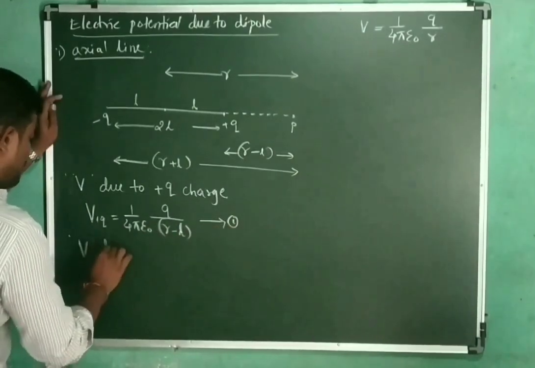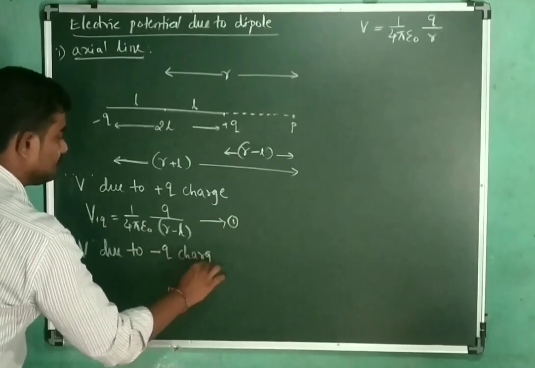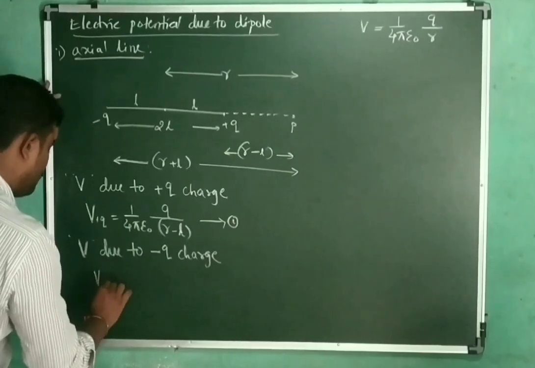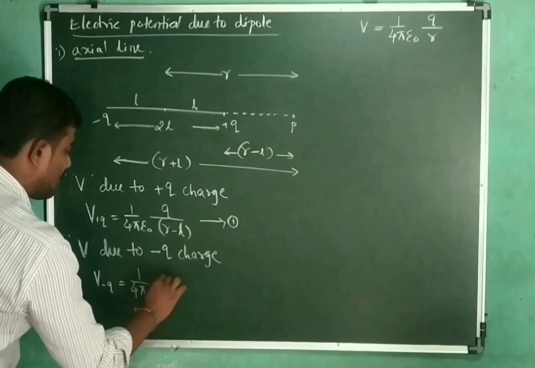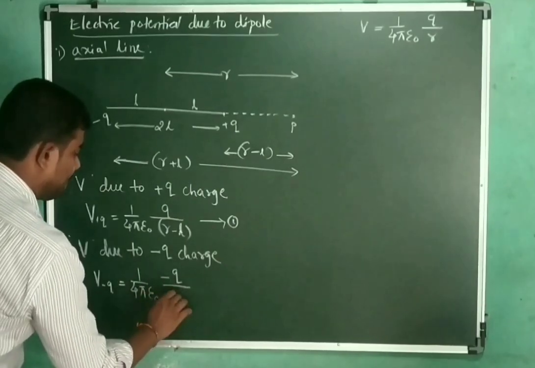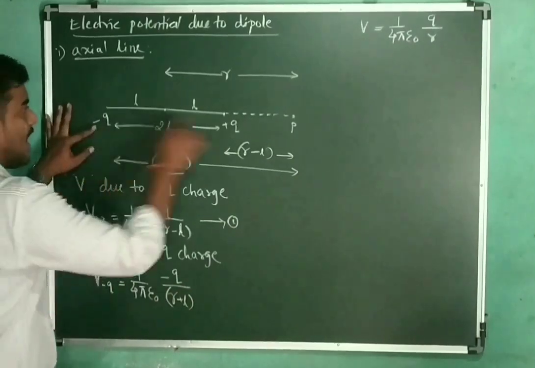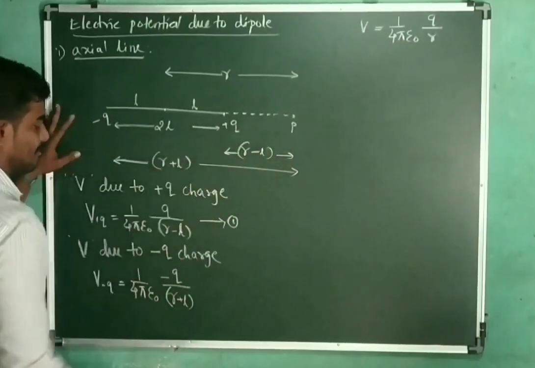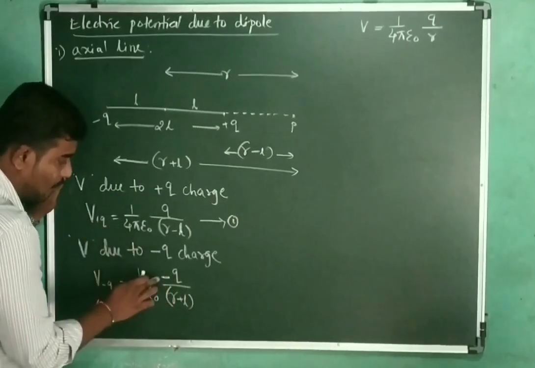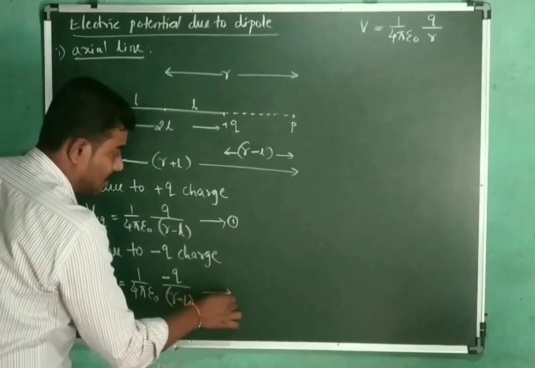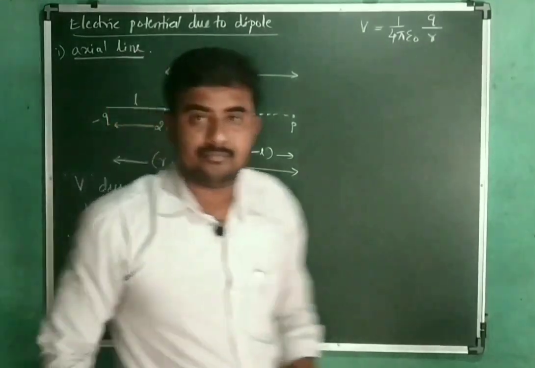Electric potential due to minus q charge. V due to minus q is equal to 1 divided by 4 pi epsilon naught minus q divided by r plus L. As you can observe here, this minus q and point P have a distance of r plus L. And I have put a negative sign here because electric potential is a scalar quantity. Therefore, you have to consider its polarity also.